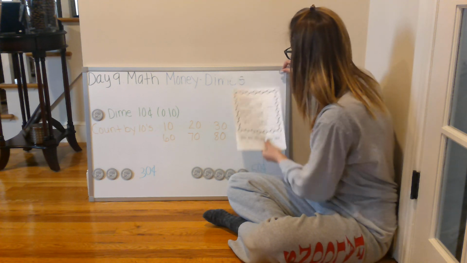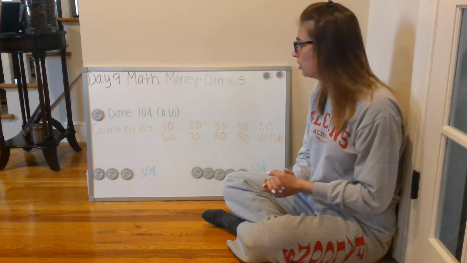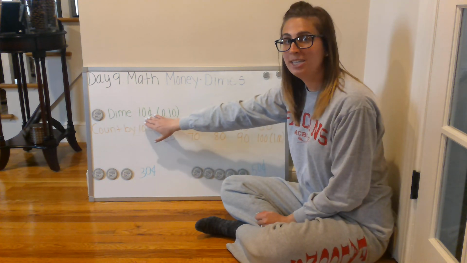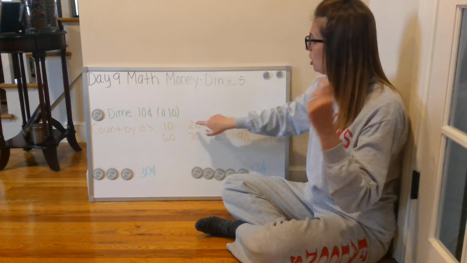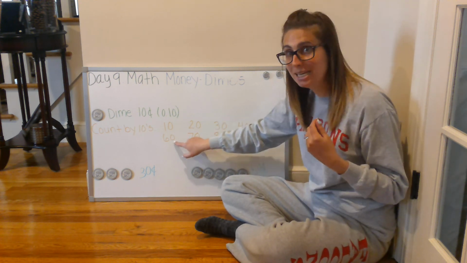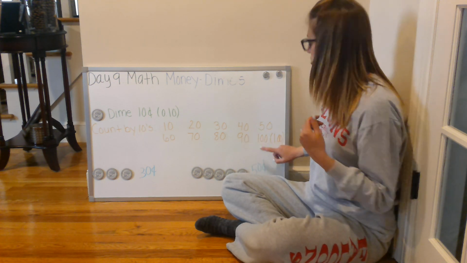So let's just review counting by 10 before I send you off to try the rest on your own. Here we go. We're working with a dime. A dime is worth 10 cents. Counting by tens, repeat back with me. 10, 20, 30, 40, 50, 60, 70, 80, 90, 100, which equals $1.